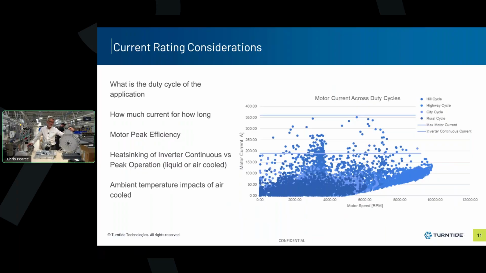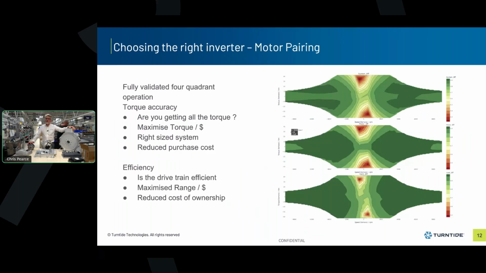Obviously, the less current you ask for, the longer you get. And there are simulations we can run based on the heat sinking size and duration of current to determine the length of operation at each of those operating points, but above the continuous rating. So the right motor, and it has to be paired correctly.